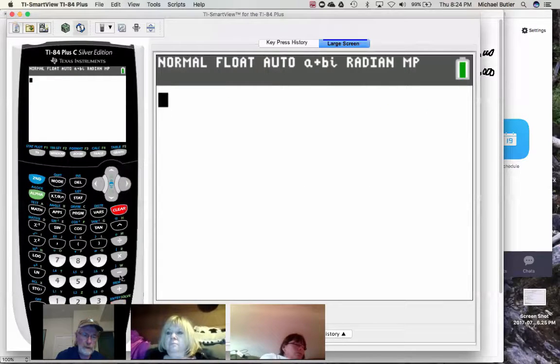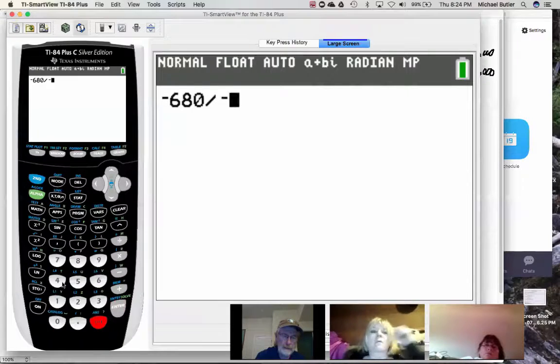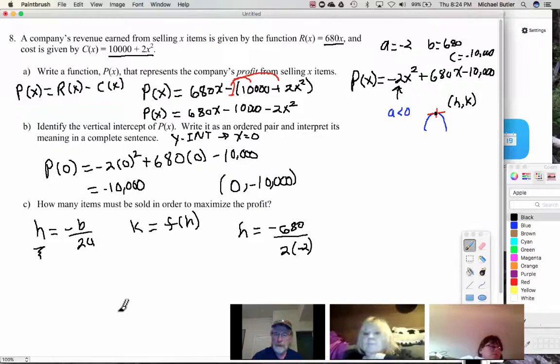So, move you guys around a little more here. Negative 680 divided by negative 4, and we end up with 170. So it looks like the number of items to be sold to maximize the profit is 170. So sell 170 to max profit.